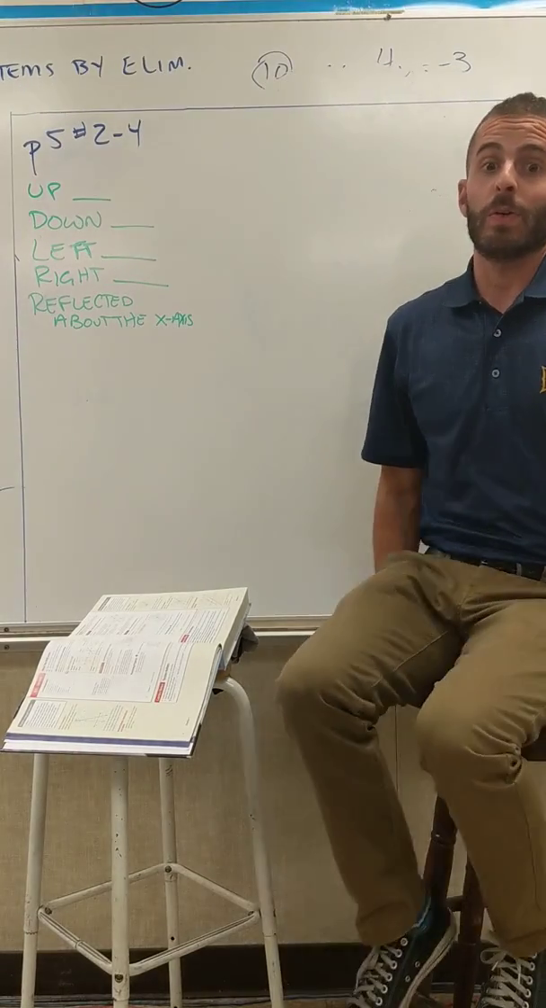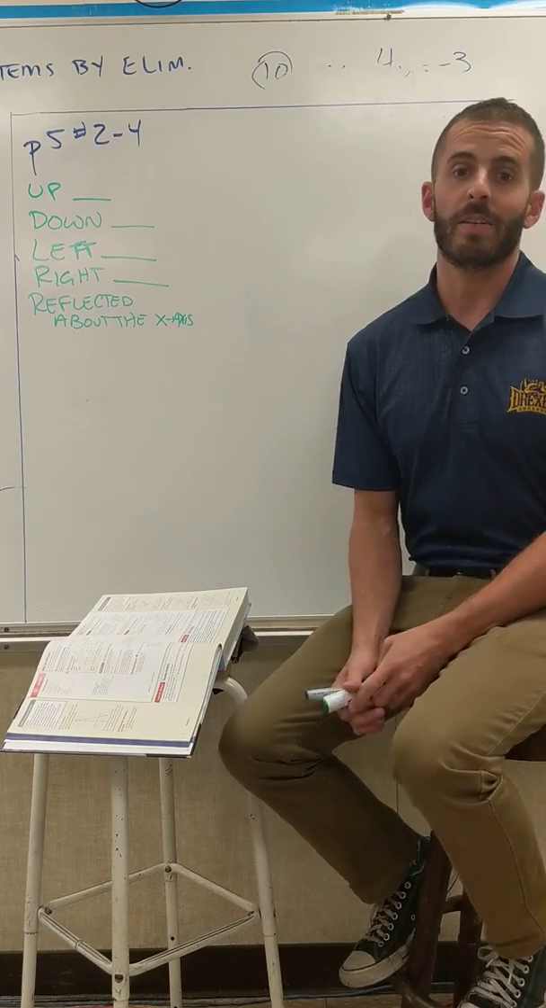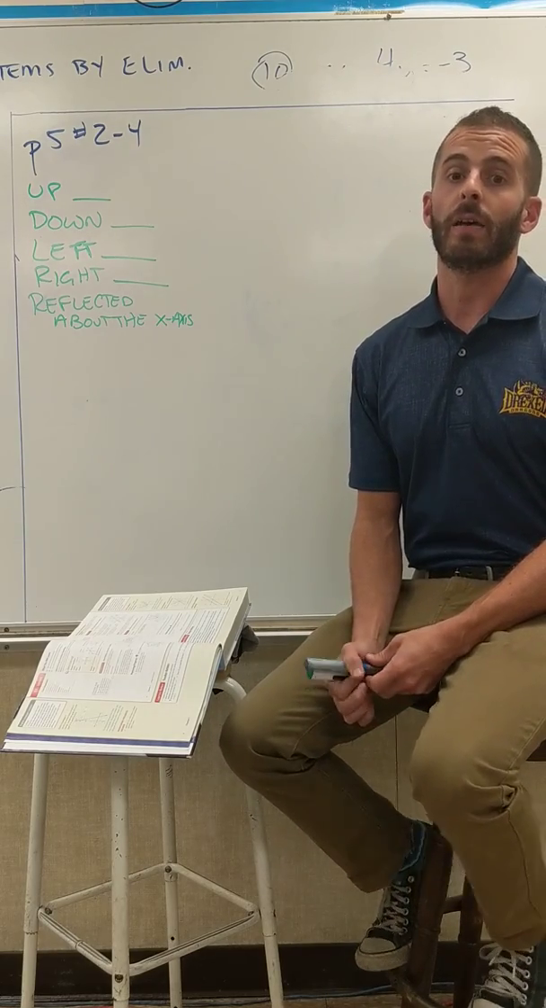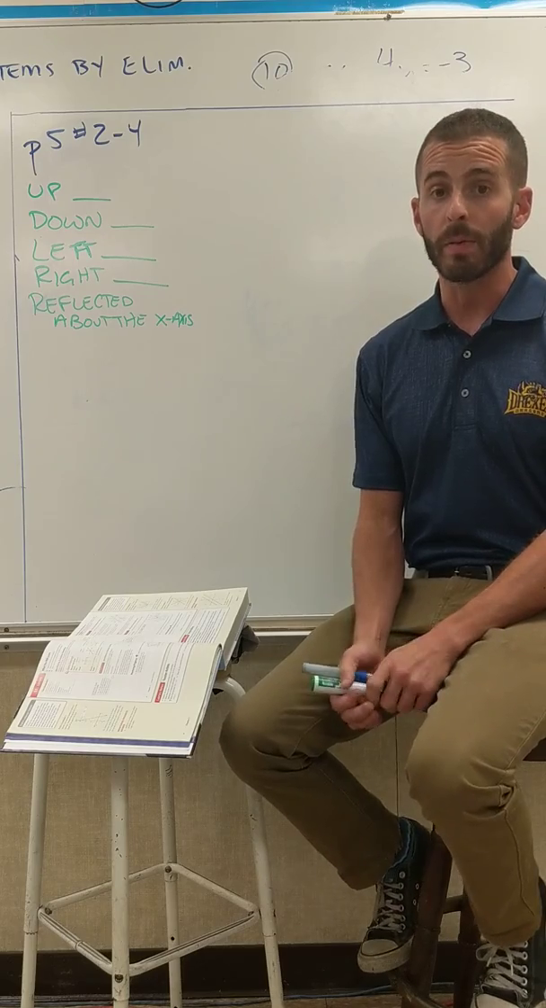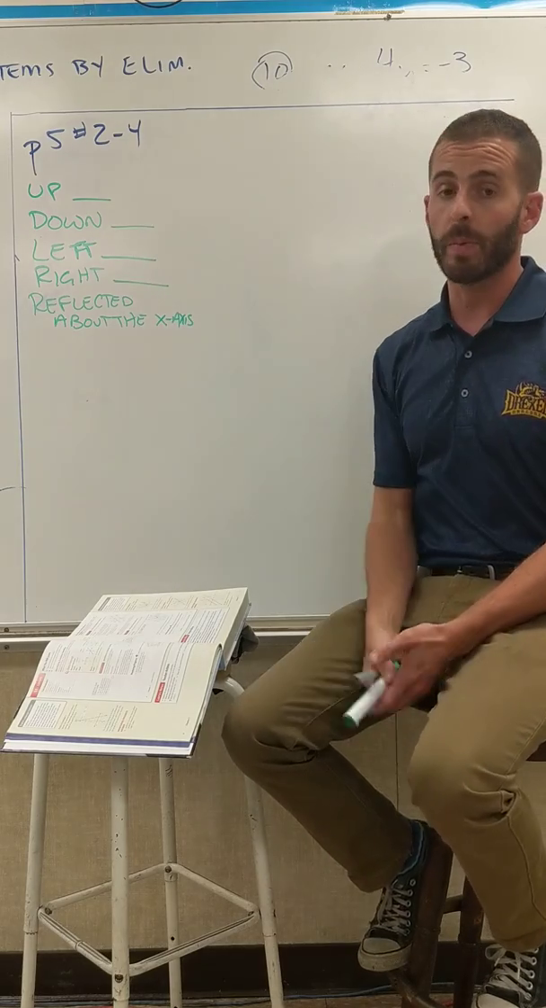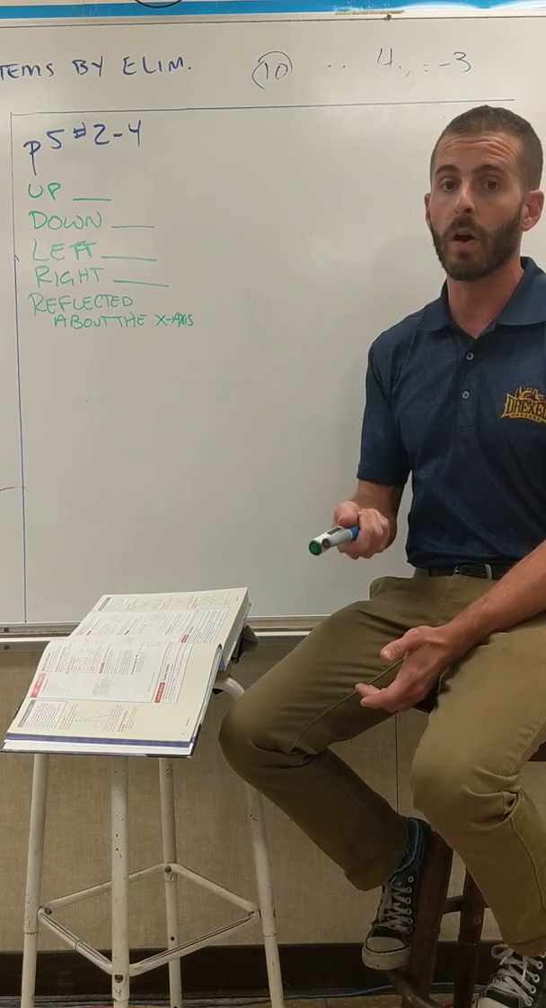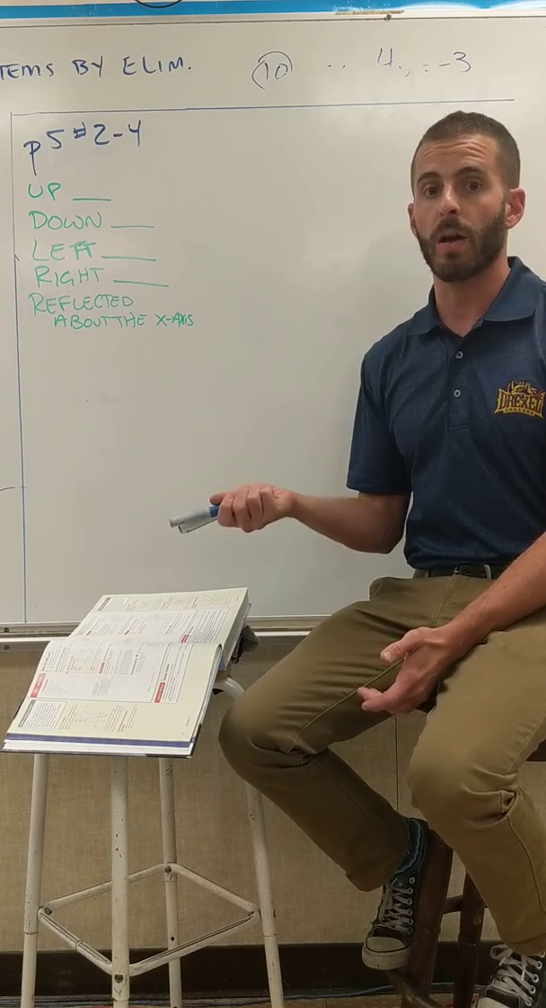Alright class, so here goes nothing. Your first lesson that you are going to watch at home and take notes in your binder, and come to class ready to do some more problems. We're going to do page 5, numbers 2 through 4. I'll do 2 and 3 on the video, you'll do 4 at home, and then we'll do the practice problems in class.